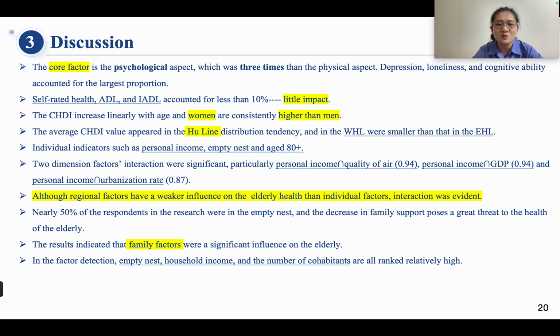Two-dimensional factor interaction was significant, particularly personal income and quality of air, personal income and GDP, and personal income and urbanization rate. Although regional factors have a weaker influence on the elderly health than individual factors, interaction was evident. Nearly 50% of the respondents in the research were in the empty nest, and the decrease in family support poses a great threat to the health of elderly. The results indicated that family factors were a significant influence on the elderly. In the factor detection, empty nest, household income, and the number of cohabitants all ranked relatively high.